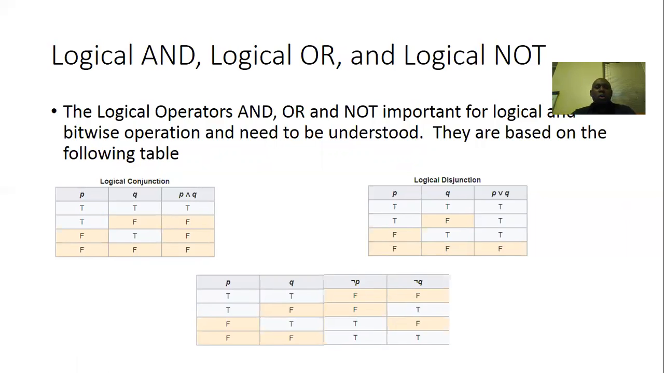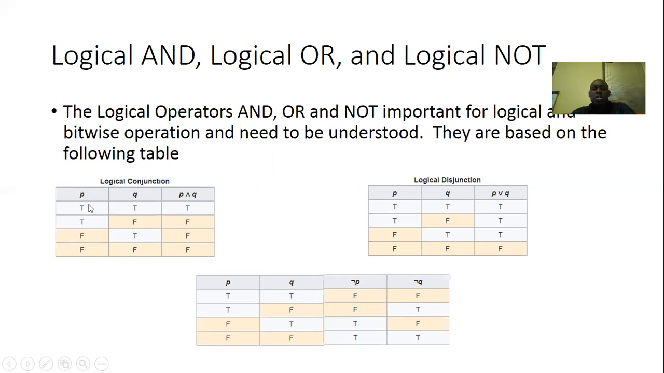The logical AND is also called logical conjunction. The thing to know about logical AND is that the only time the AND operator is true is when the two inputs are true. At every other time, an AND operator is always false. That's the thing you need to know about logical conjunction.